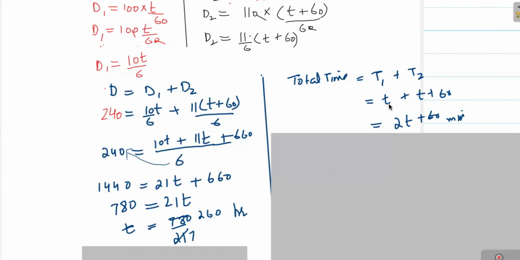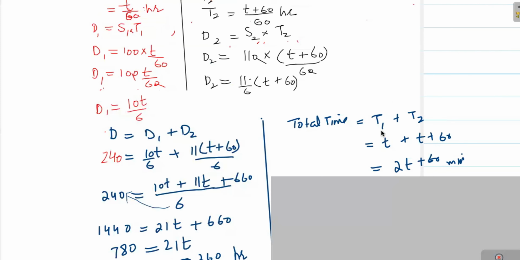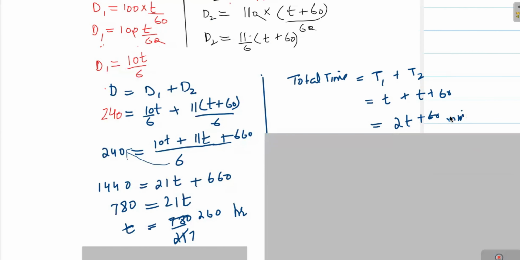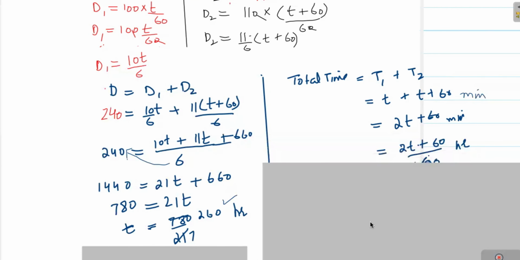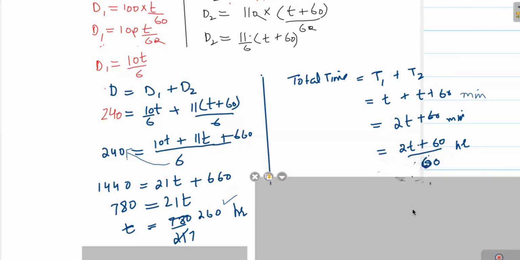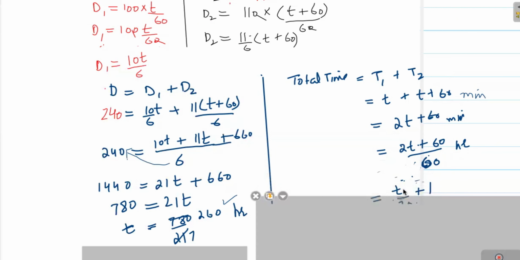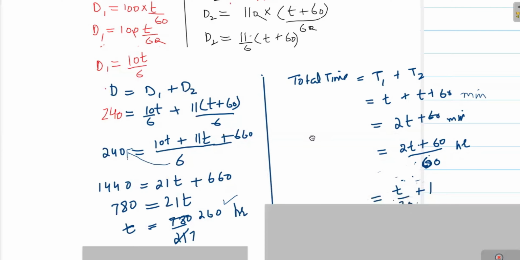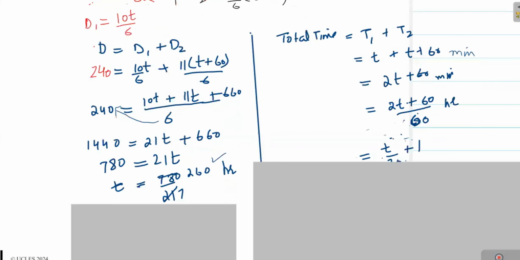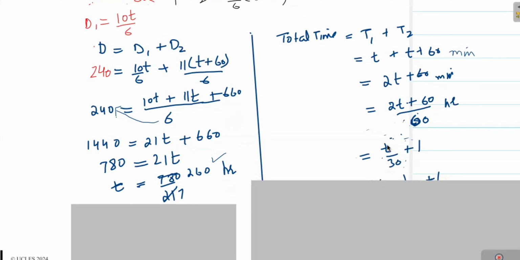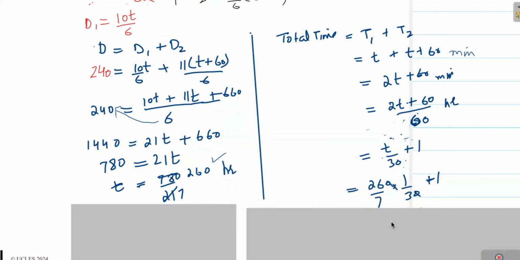Now the total time, you know, here is t1 plus t2. The total time 2t plus 60. Obviously, we will convert this time in minutes into hour. Because when we convert minute into hour, we divide this value by 60. Look here, 2t plus 60 divided by 60, we get 2t plus 60 over 60. Now we simplify this value. When we simplify it, we get 2t over 60 become t over 30, and 60 over 60 it become plus 1.